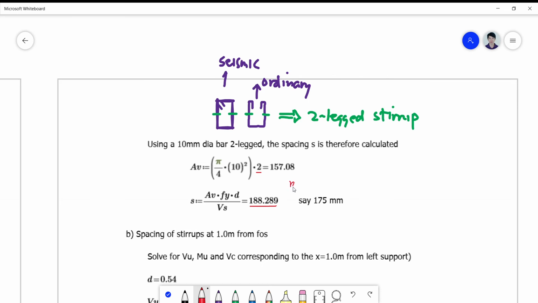Okay, so this is rounded down to the nearest 12.5 millimeter or 1/2 inch.